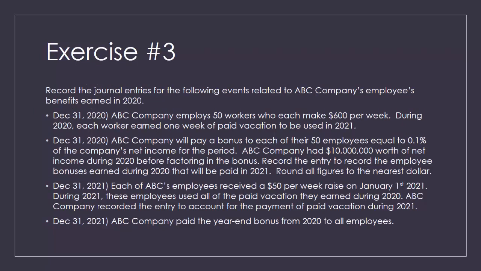In exercise 3, we have employee benefits. We're going to focus on 2, vacations and bonuses. So we have ABC Company, and ABC Company employs 50 workers who make $600 per week, and each worker earned 1 week of paid vacation during the year of 2020 to be used during the following year, 2021. So we need to put that amount of money owed for vacation pay, paid time off, on our books.